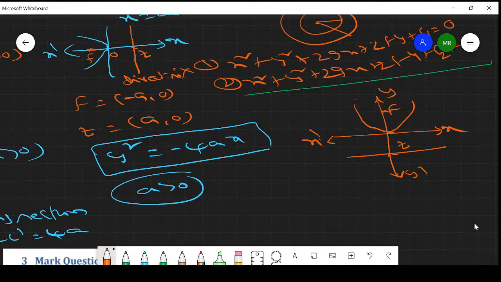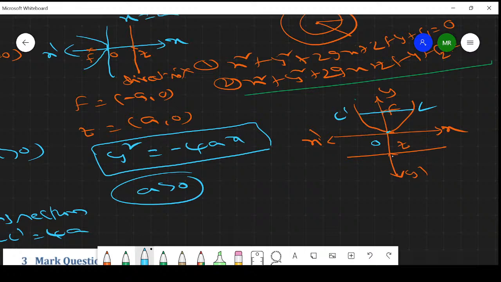Again, in this case, the length of the latus rectum is the line that comes like this, passing through the focus. This is LL', the length of the latus rectum. The focus is on the y-axis. Here the axis of the parabola is the y-axis. This is the origin. In the previous case the axis of the parabola was the x-axis, but here it is the y-axis.